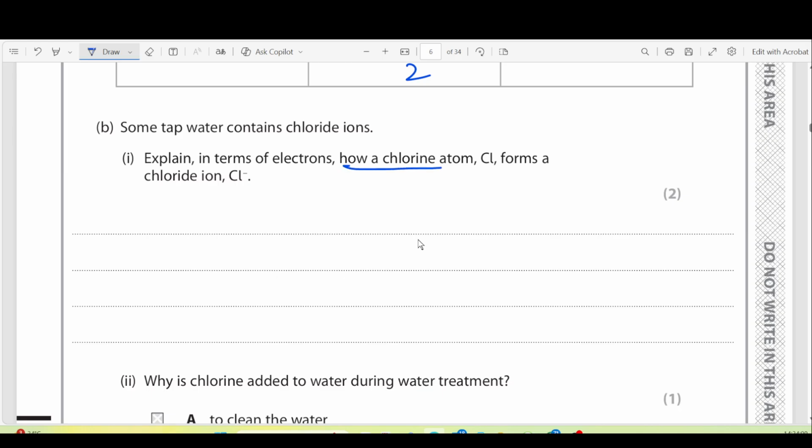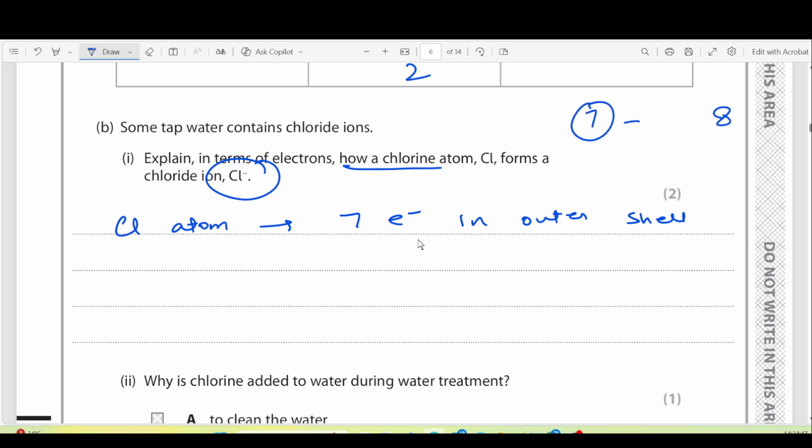So how is a chlorine atom converted into a chlorine ion? That is the question. Any atom converts into an ion by losing or gaining electrons. A chlorine atom has 7 electrons in the outer shell. By gaining one electron, which is negatively charged, it can achieve a full outer shell. Atoms need 8 electrons to achieve a full outer shell, and that's how they become stable. So it already has 7. How will it become 8? By gaining one electron, right?